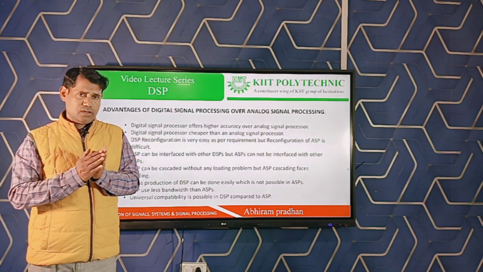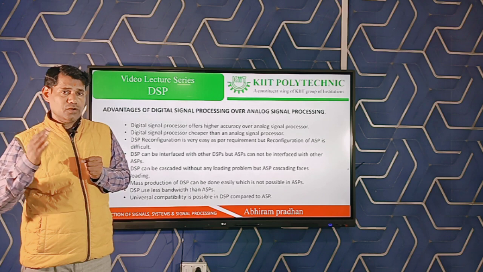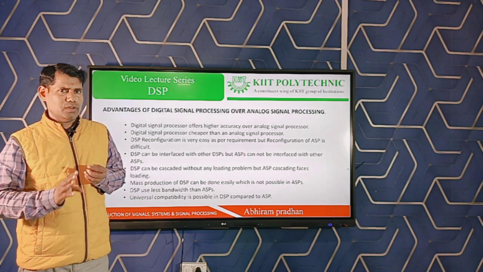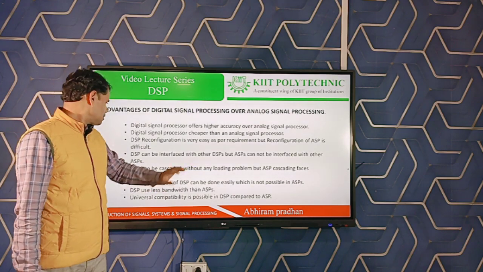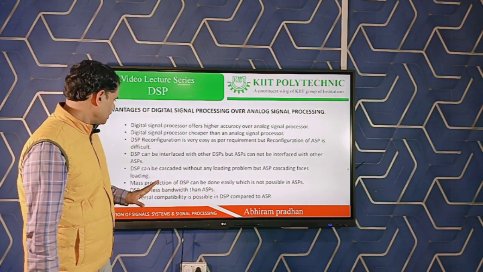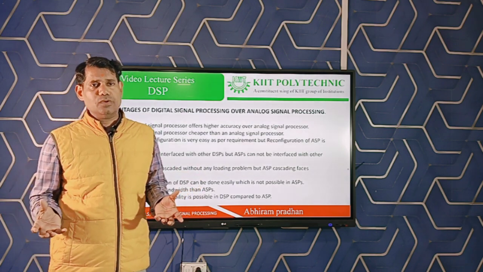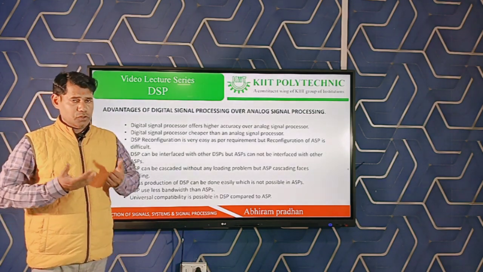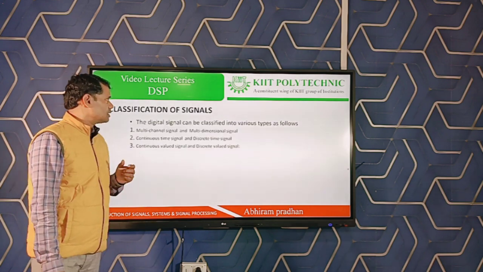It can be interfaced in parallel, cascade or cascode connection. But in the case of an ASP, loading effects and many other problems arise whenever it is connected one after another. A DSP can be cascaded, and mass production of a DSP is done easily, but in the case of an ASP mass production cannot be done. A DSP uses less bandwidth than an ASP requires. The disadvantage of the analog signal processor is that it needs a larger bandwidth in order to operate. These are the advantages.